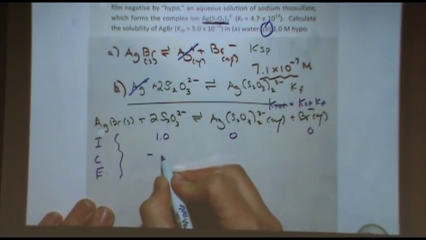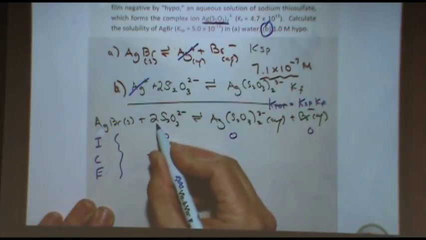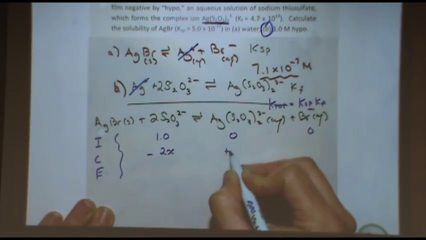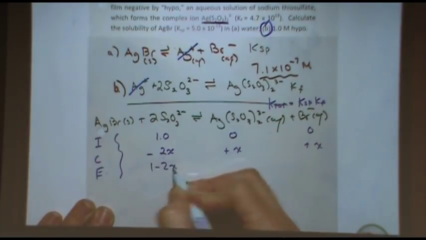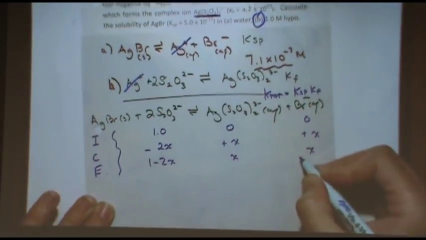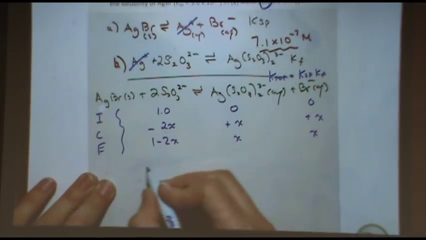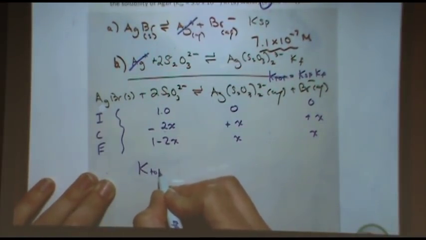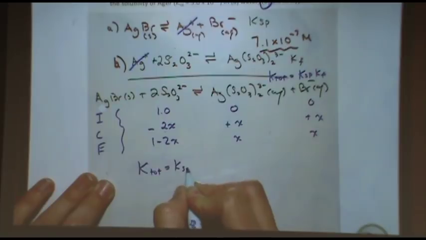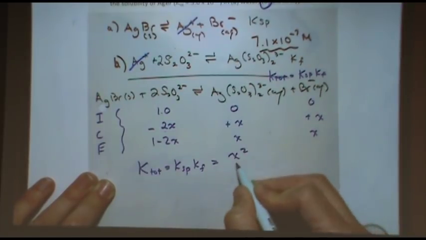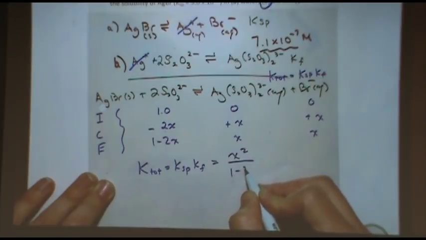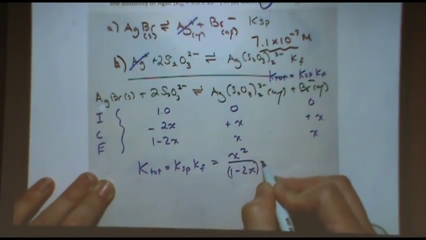It would be minus, what I write here? 2x, because of that 2 right there. And then I would plus x on the other side. So this would be 1 minus 2x, x, and x. So K total, which we know is KSP times KF, is going to equal x squared over 1 minus 2x squared.